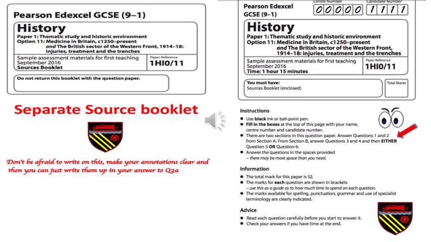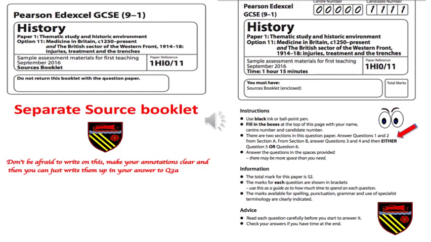First thing to note is you'll be given 2 booklets in the medicine exam. You'll be given a sources booklet, a separate source booklet, and your actual answer booklet. Okay, I'll shuttle between the two as I'm going through this presentation. First of all, let's have a quick look at the separate sources booklet.